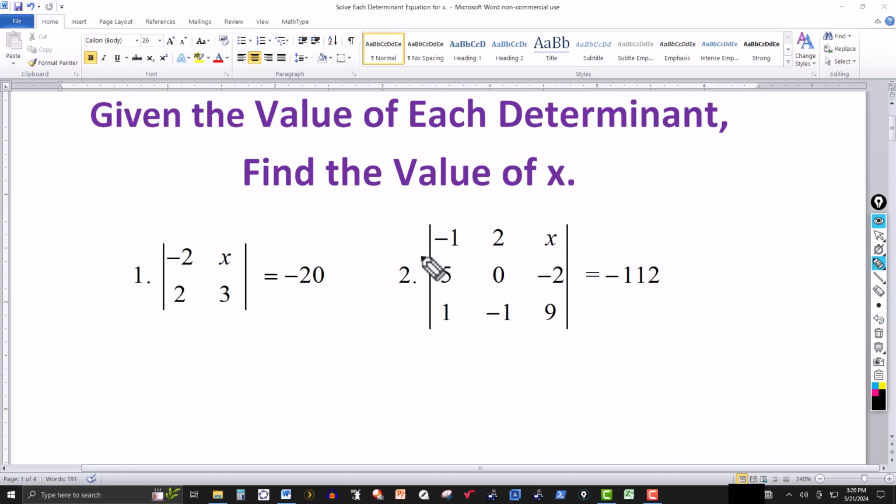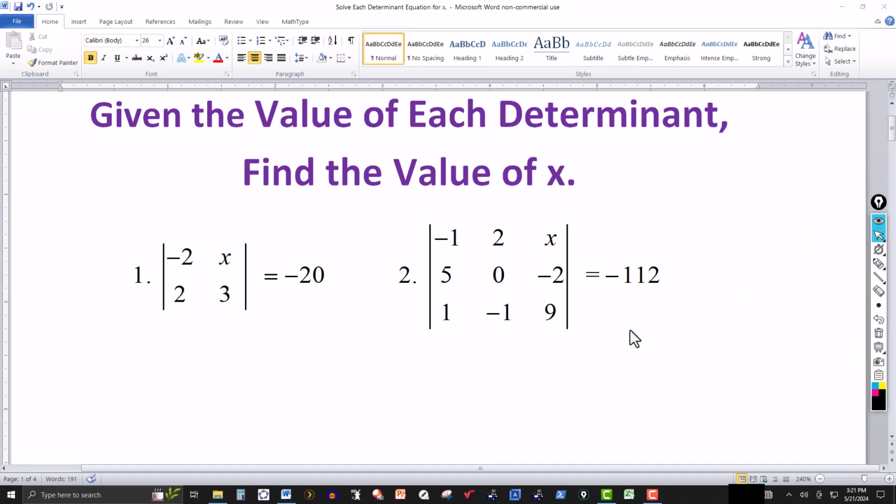Now for the second one, similar problem, except now it's a 3x3 for the determinant, and we know the value is negative 112, and we have again one value that's unknown, that's the x, that's worth trying to find. So we do the same thing. We take the determinant, evaluate it. We can use the cofactors and minors. We can use properties of determinants, and we know the value of that is going to be negative 112. So I've gone over several methods for evaluating 3x3s.